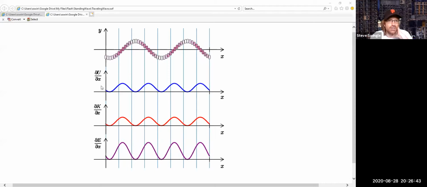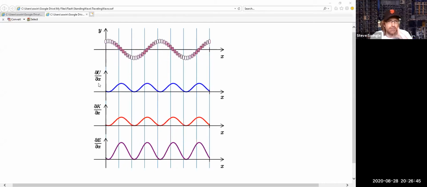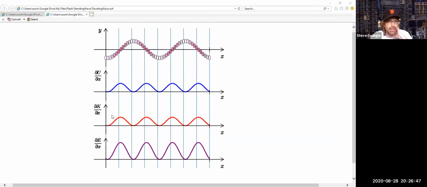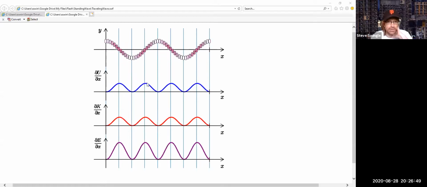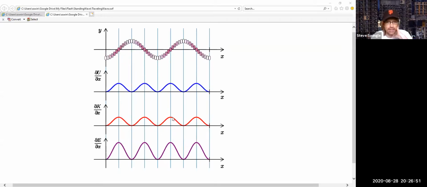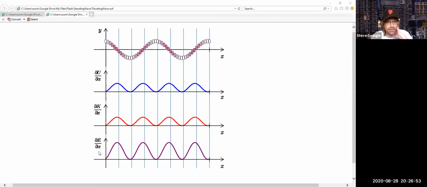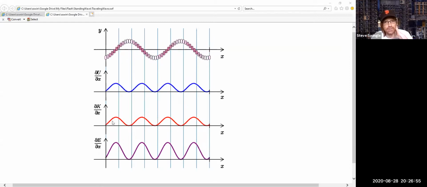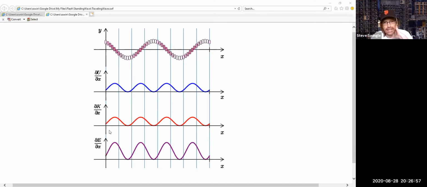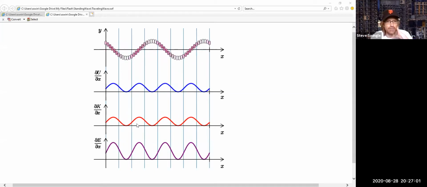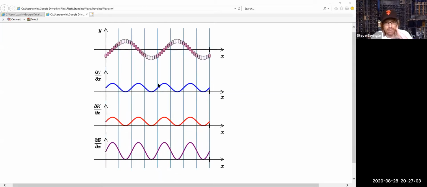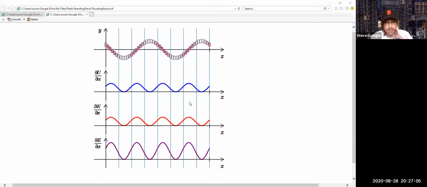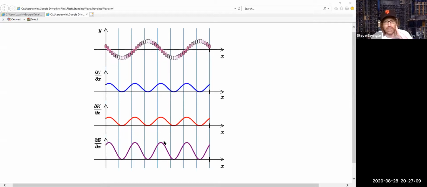The graphs down here show the potential energy per unit length and the kinetic energy per unit length. You can see they're exactly the same, where the peaks of the potential energy are also the peaks of the kinetic energy. Then the bottom graph is the total energy, kinetic plus potential. I add them together and it's purple. Since they peak at the same places, the total energy peaks at the same places too, just twice as tall.